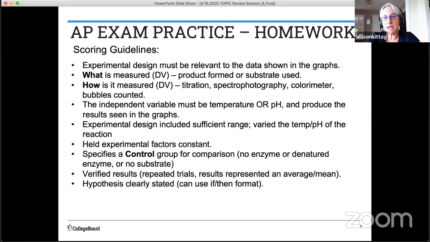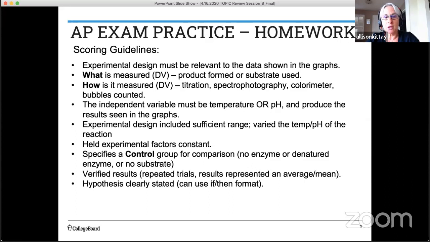You would want to have a range of pH. Enzymes do have an optimum range of pH, although there are some that work best at low pH, like the enzymes in your stomach, or at higher pH. So you need to make sure you have a sufficient range. You need to make sure you held the other experimental factors constant. So for example, if you're focusing in on a temperature variable, then you would hold the pH constant. If you're focusing in on a pH variable, you would want to hold the temperature constant, so that you're only focusing on your variable that you're testing.